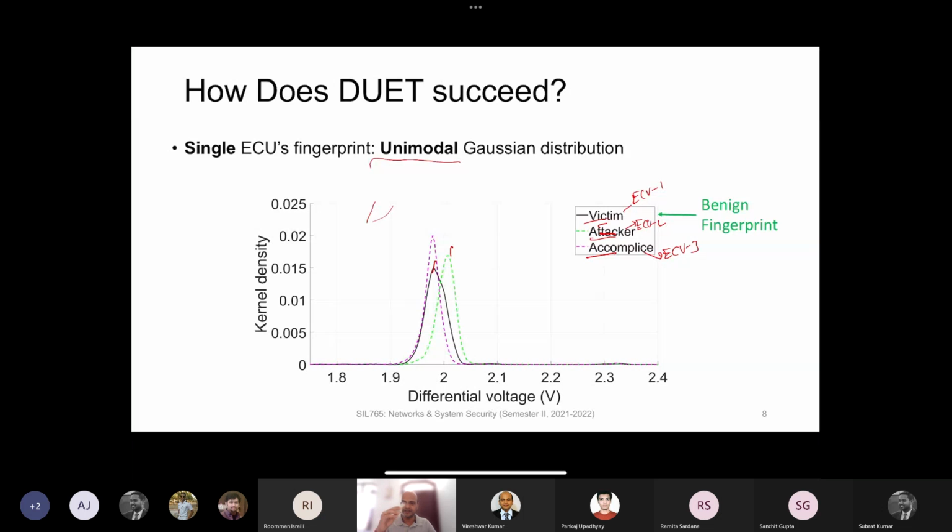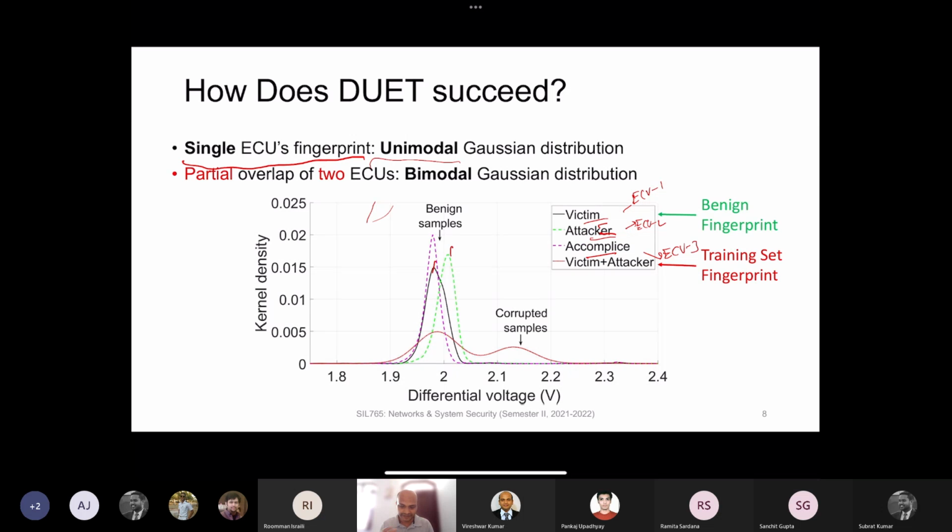So this is a unimodal Gaussian, and unimodal means one mode. So there is just one bell here. So this will work fine. Remember that we are talking about the fingerprint corresponding to each ECU. So one single ECU's distribution is shown here.